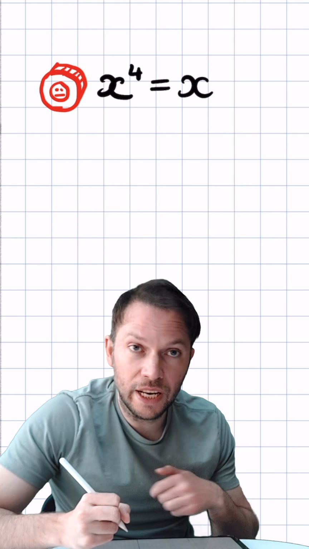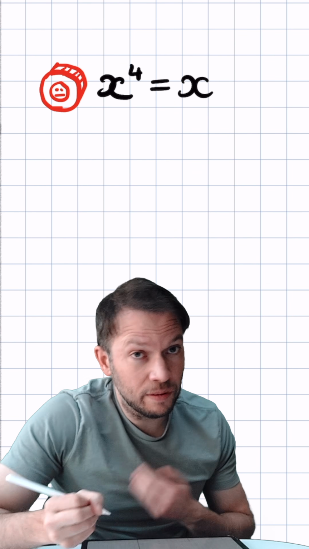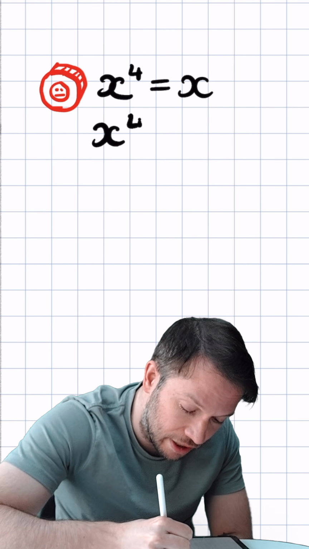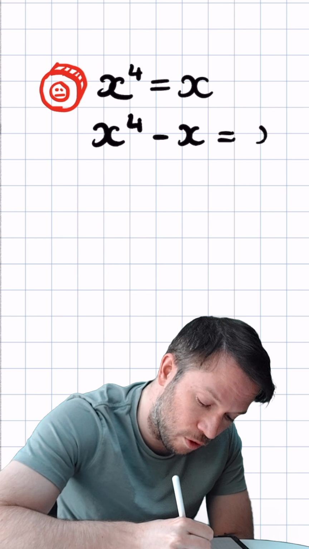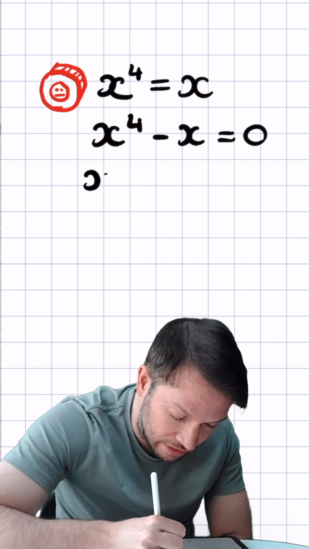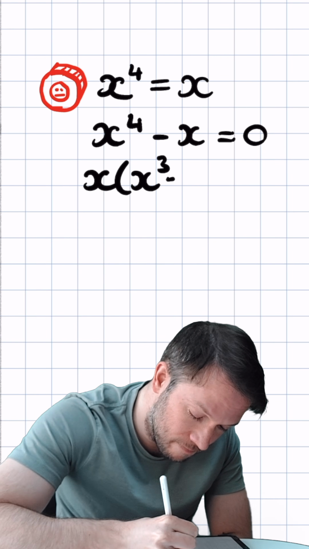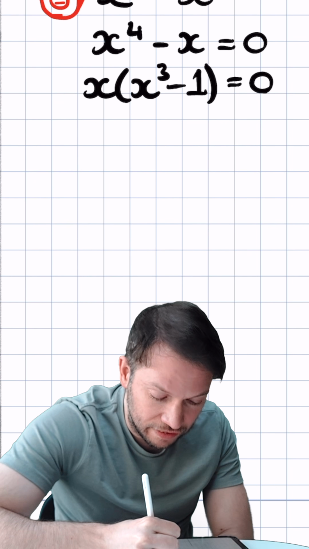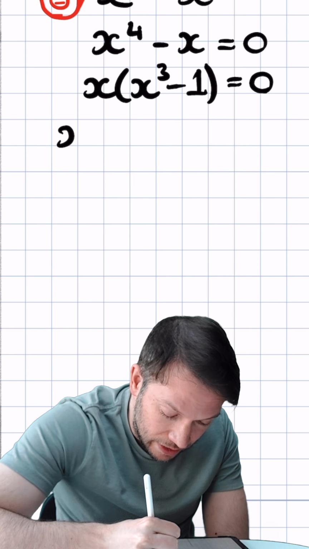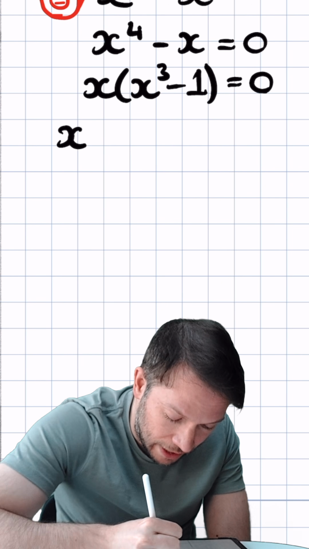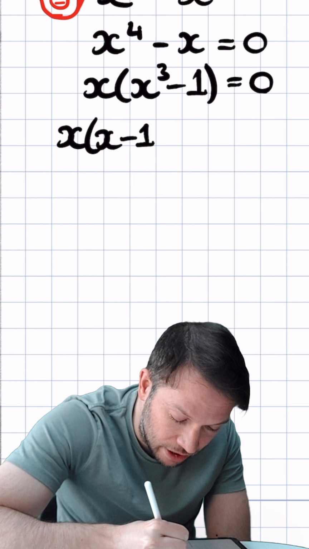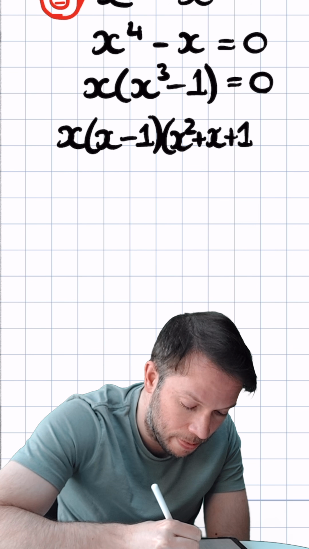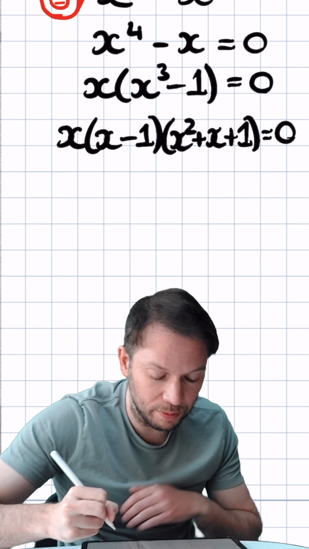Now, what about this one? X to the 4 is equal to x. This is a bit harder, but we can factorise it in the same way. So we need to subtract x from both sides, as before. Then we factorise out the x, like this. And then we've got to factorise the x cubed minus 1. Now, this one's harder to factorise, but you can factorise it using x minus 1 times x squared plus x plus 1. And that is equal to 0, as before.